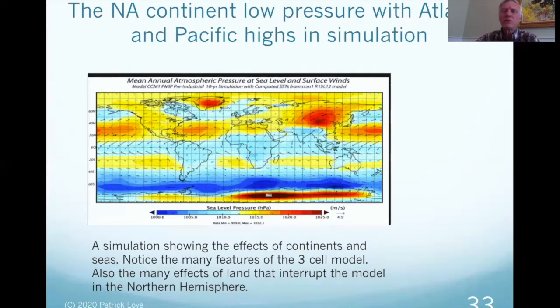If I go to the next slide, this is average annual atmospheric pressure at sea level with some surface winds drawn on it as the arrows. It's basically a simulation, but it shows the effects of the continents and the seas, which modify the three-cell model a little bit and create different, more local weather patterns. Now, if you look in the southern hemisphere where there's not as much land, you get a better representation of the three-cell model.